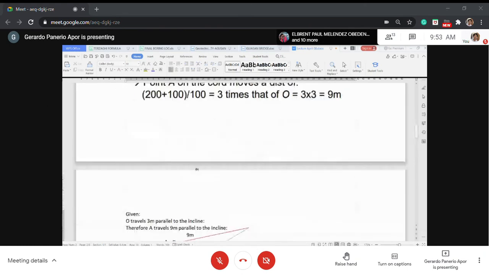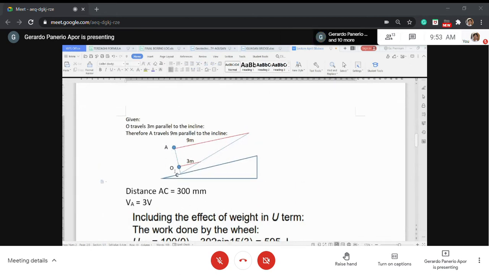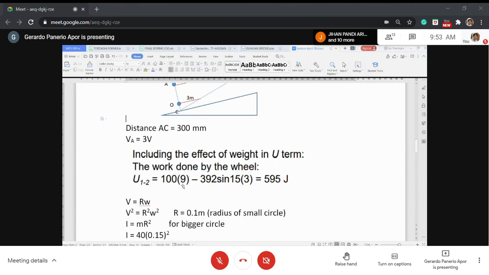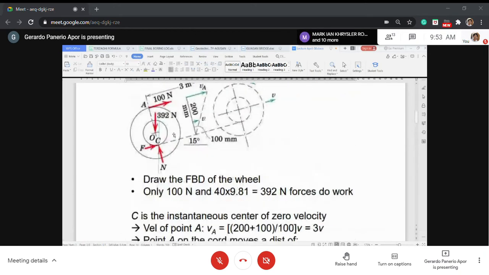So the work done from 1 to 2 is equal to 100 times 9. Okay, this is the work done minus 392 times sine of 15 degrees. So, this distance from here to here.